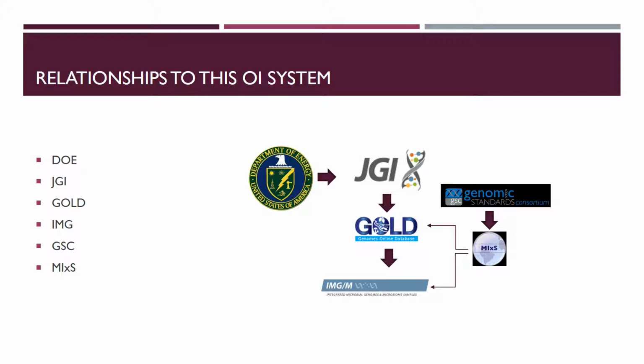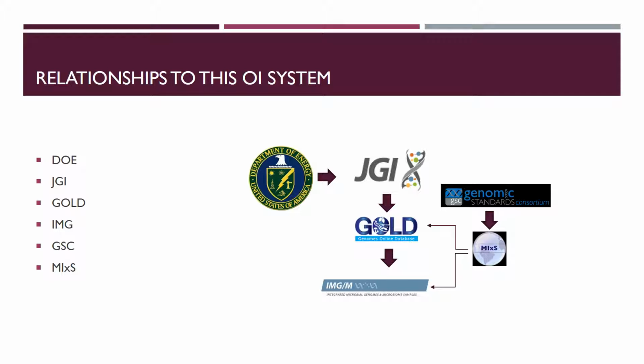GOLD isn't actually above IMG for any reason. They're both managed by the same organization. It's just that GOLD is sort of this gateway to IMG. So both GOLD and IMG are compliant with MIXS, which is Minimum Information About Any Sequence Standard. So the X stands for sequence.